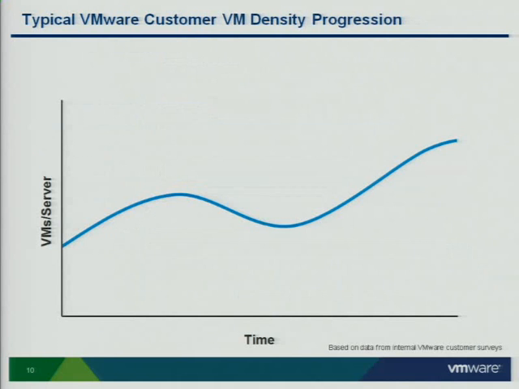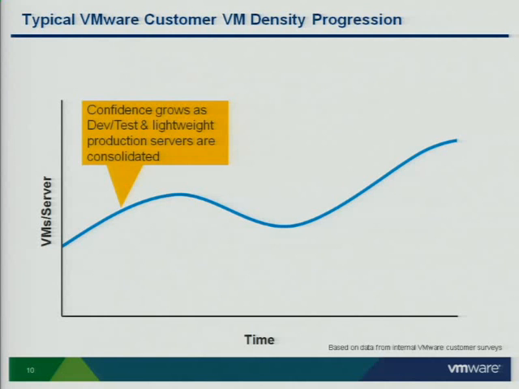The typical trend that a customer follows in VM density that we've seen by monitoring across our installed base of users looks like this, where VM density is going to start increasing initially as the customer rolls out virtualization used for server consolidation on dev test and lightweight servers.